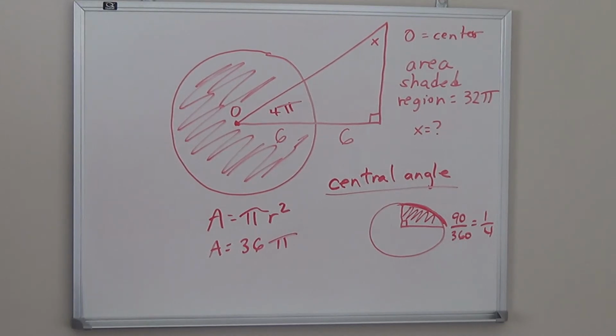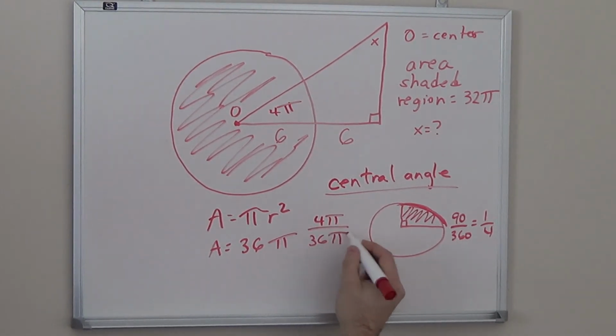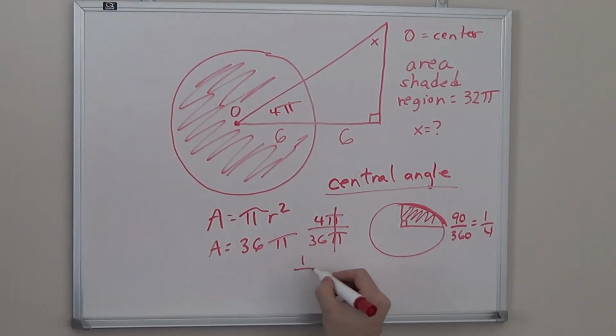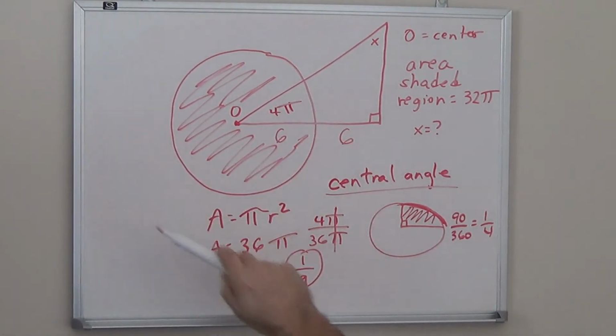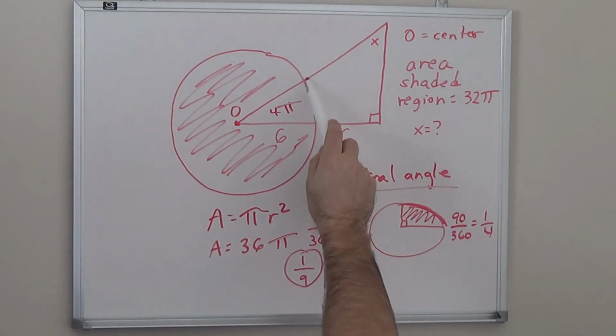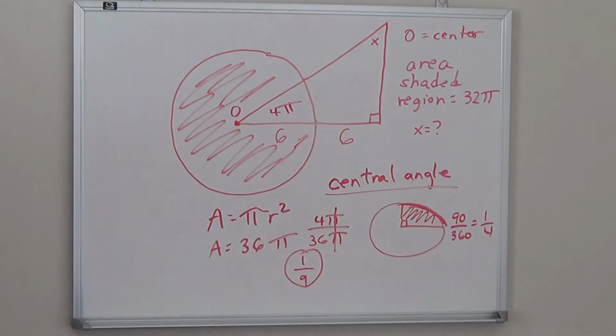So now we just have to figure out what fraction of the circle it is, right? So if that piece is 4 pi and the entire circle is 36 pi, well, if I divide, I would get 4 out of 36, which should reduce to 1/9. So I know this piece of pizza, that area is 1/9 of the whole circle. I know that this arc from here to here, that length would be 1/9 of the entire circumference.